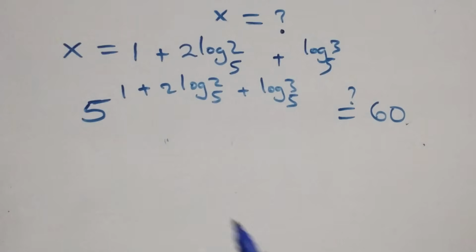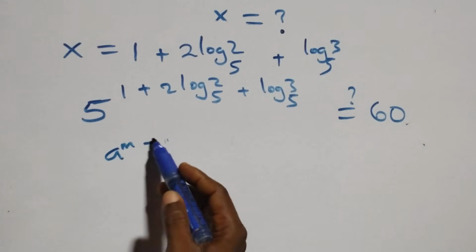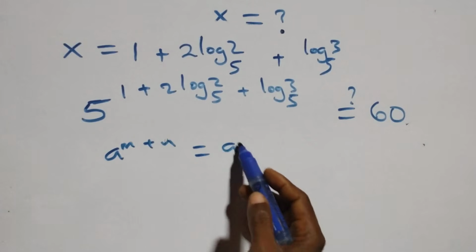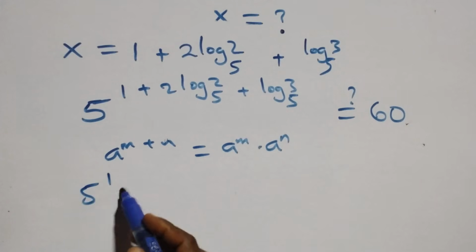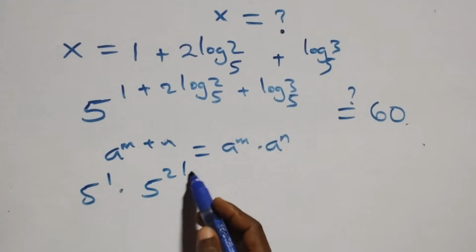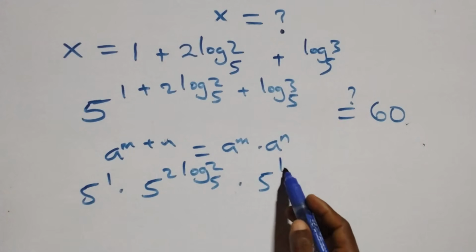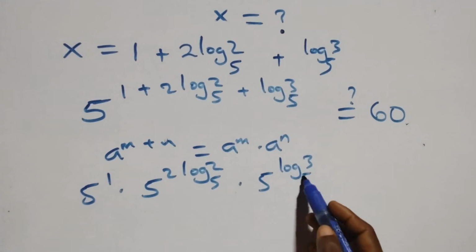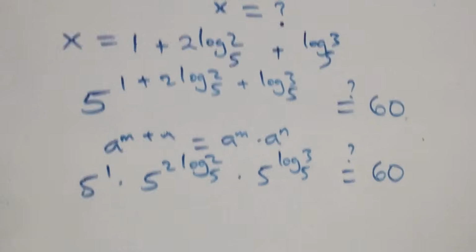Here we apply the law of indices: a raised to power m plus n is the same thing as a raised to power m times a raised to power n. And here we have 5 raised to power 1 times 5 raised to power 2 log 2 base 5 times 5 raised to power log 3 base 5. Is it equal to 60 on this side?